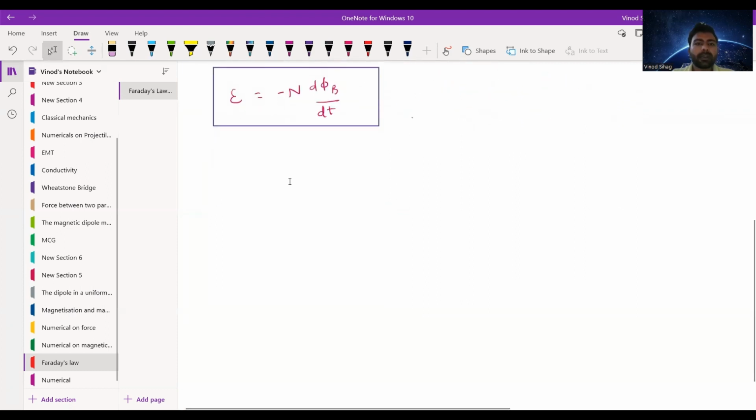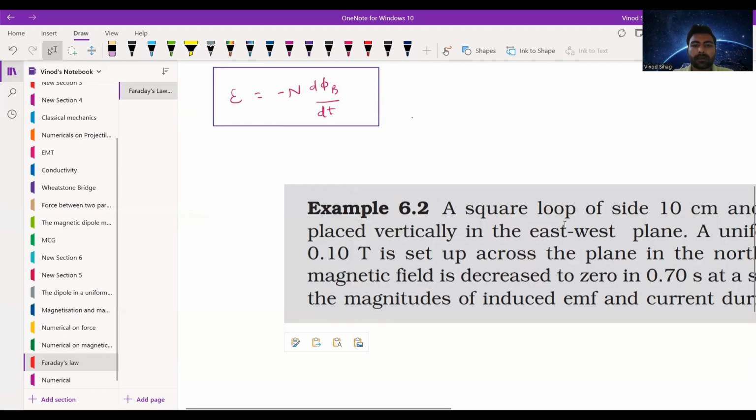Now let's solve a numerical based on Faraday's law of electromagnetic induction. So one question is given here.